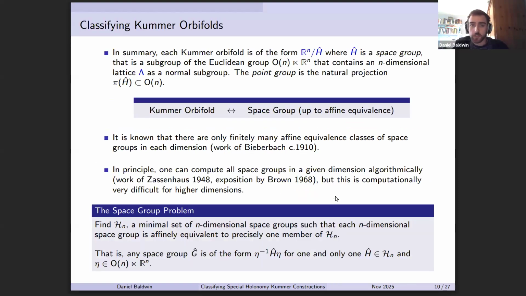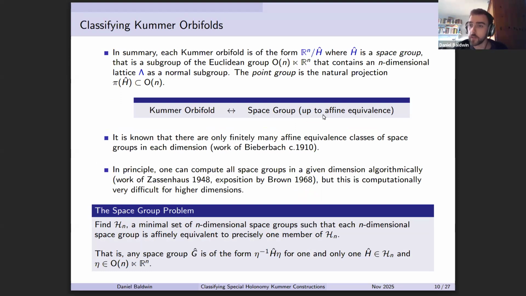So just to summarize all that I just said, every Kummer orbifold is of the form R^n mod H hat, where H hat is a space group. So this is a subgroup of the Euclidean group that contains an n-dimensional lattice as a normal subgroup. And the point group associated to a space group is just the natural projection onto O(n), just the rotational part. So Kummer orbifolds are one-to-one with affine equivalence classes of space groups.